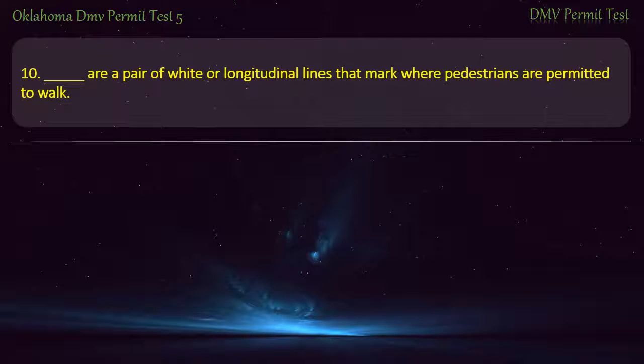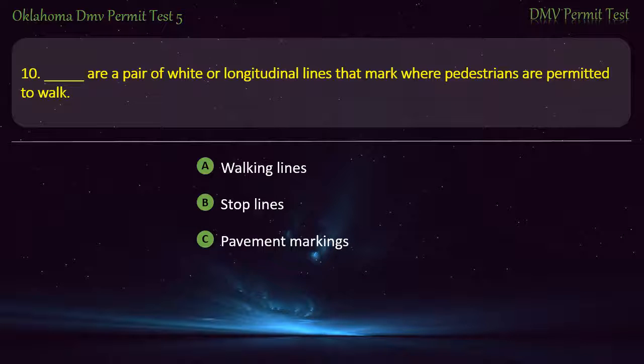Question 10. Which are a pair of white longitudinal lines that mark where pedestrians are permitted to walk? Walking lines. Stop lines. Pavement markings. Crosswalk lines. Answer. Crosswalk lines.